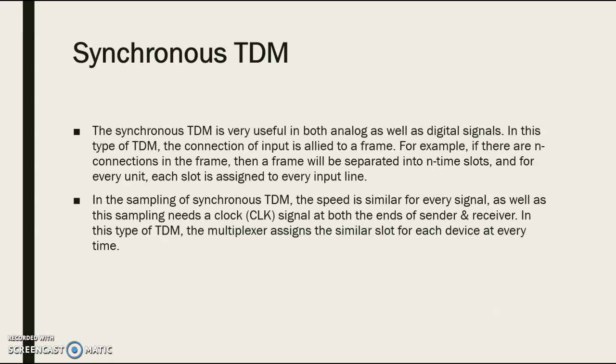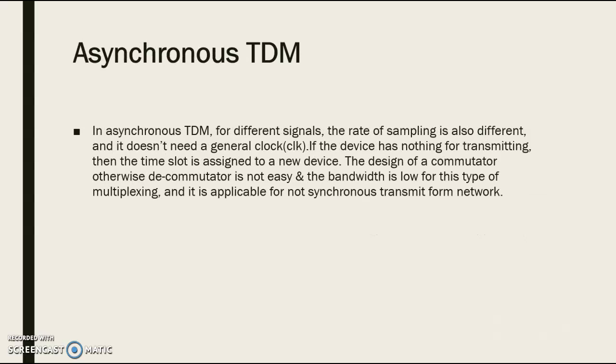Synchronous TDM is very useful in both analog and digital signals. In this type of TDM, the connection of input is allied to a frame. For example, if there are n connections in the frame, then a frame will be separated into n time slots, and for every unit, each slot is assigned to every input line. In the sampling of synchronous TDM, the speed is similar for every signal, and the sampling needs a clock signal at both ends of the sender and receiver. In this type of TDM, the multiplexer assigns a similar slot for each device at every time.